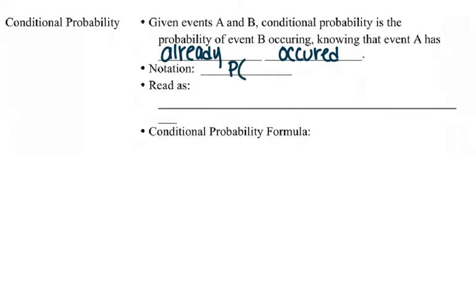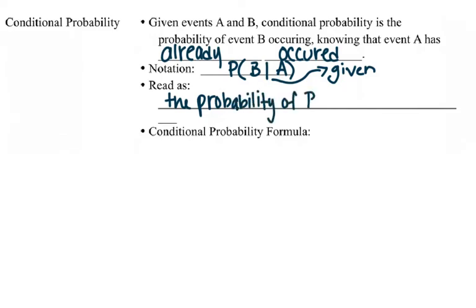It's going to look like the probability of B. This straight up and down line, anytime you see that, means the word given A. So this, anytime you see it, means given. So it's something you know has already happened. So we're going to read it as the probability of B given A.